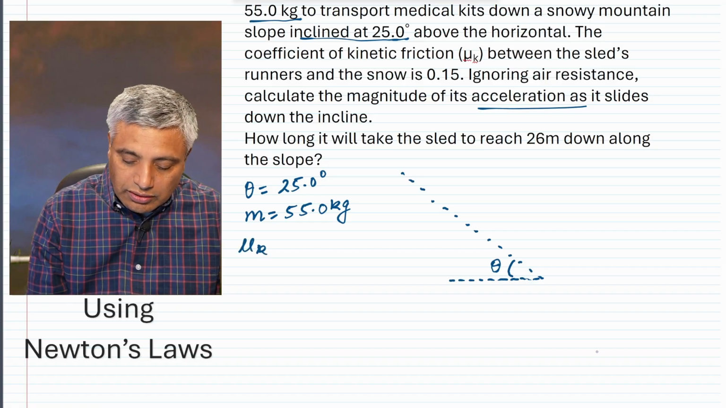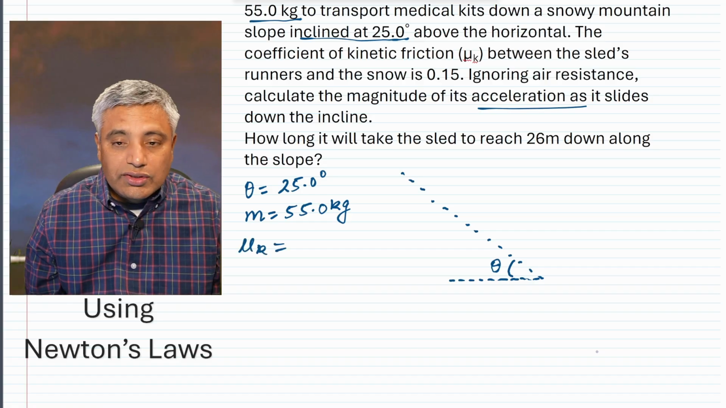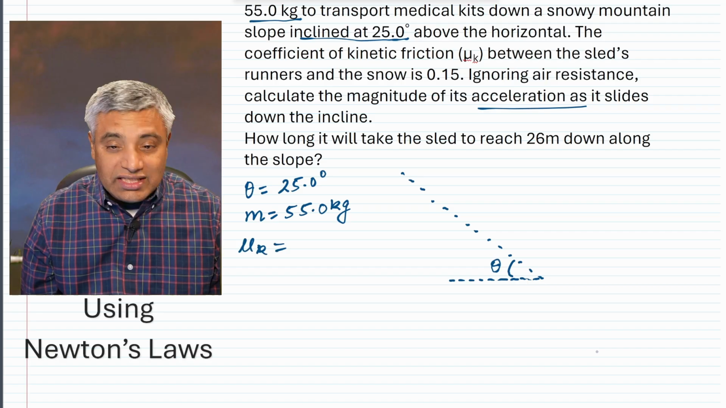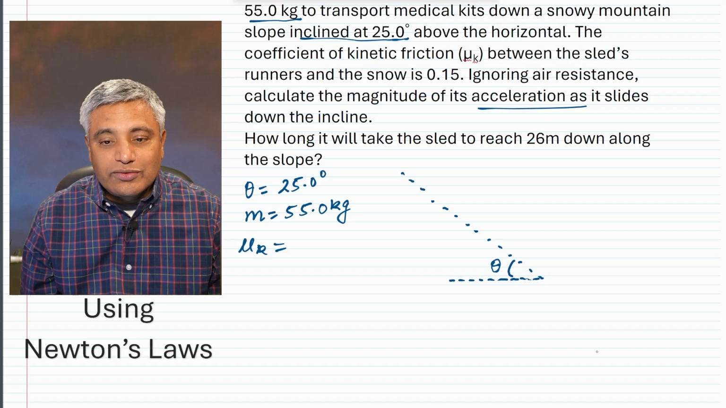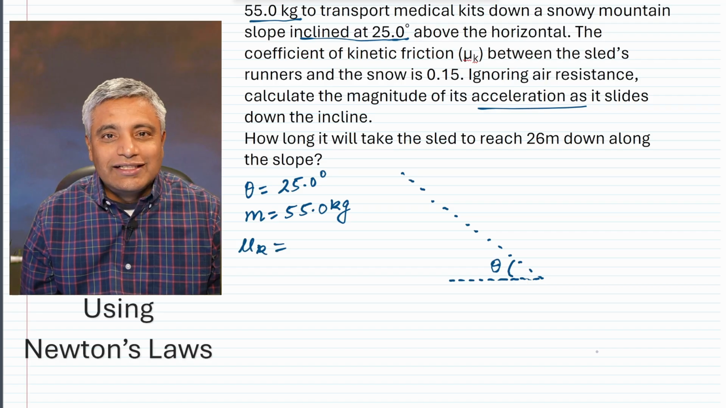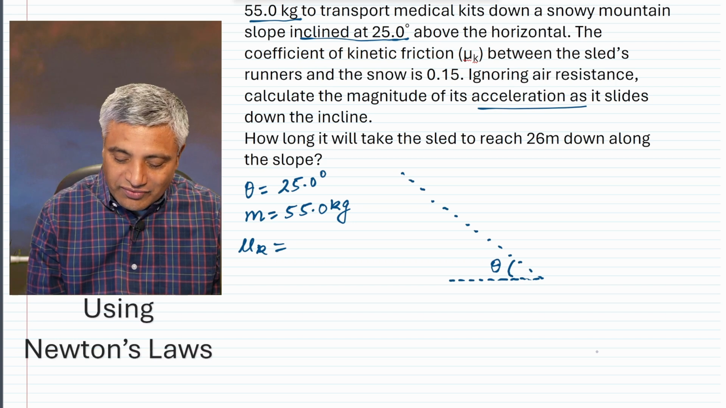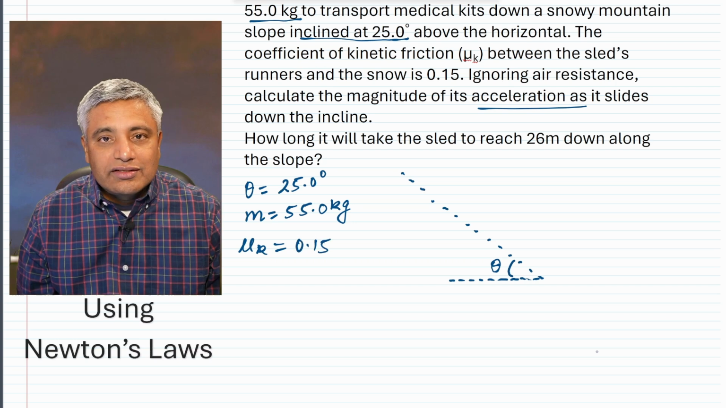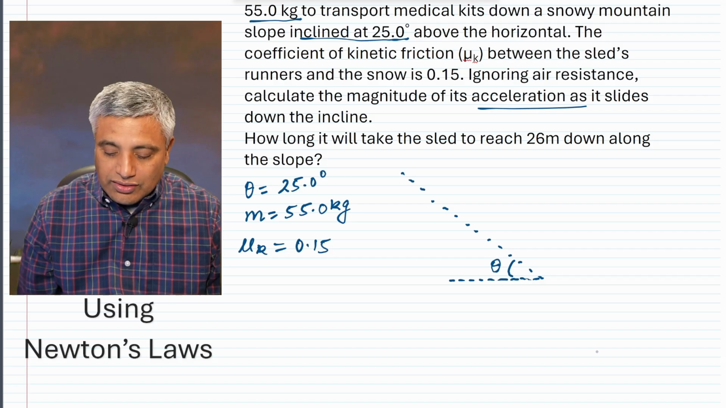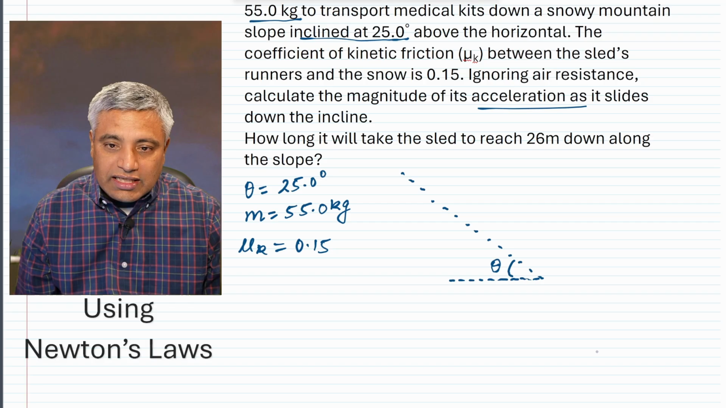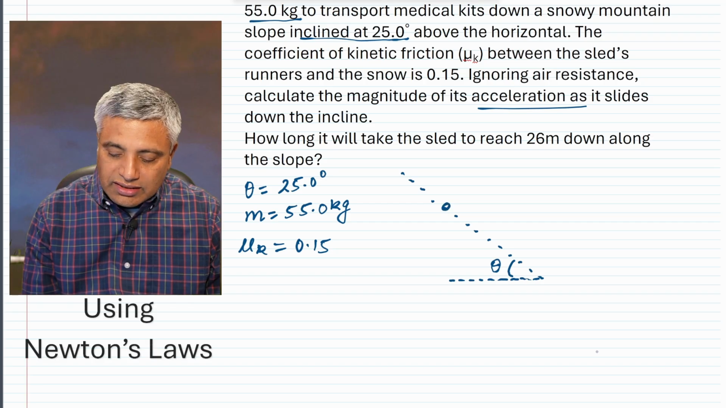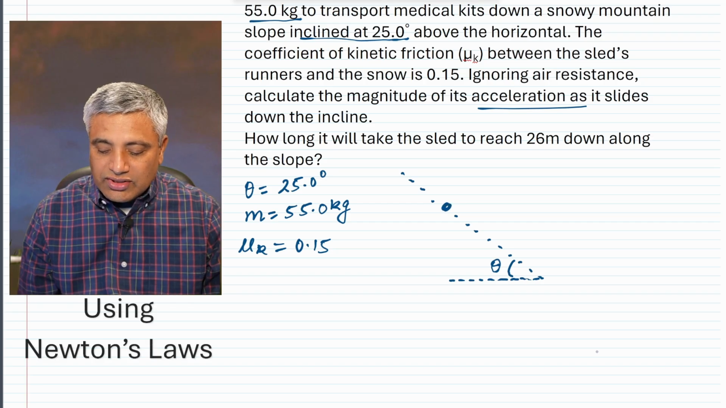And the friction coefficient is given. Although it is in the snow, there is friction. If it was ice, probably the friction would be negligible, but snow still has some friction. So it is 0.15, and the friction coefficient doesn't have any unit. So those are the things we know. We need to draw a free body diagram. So let's suppose at some moment the sled is somewhere there.